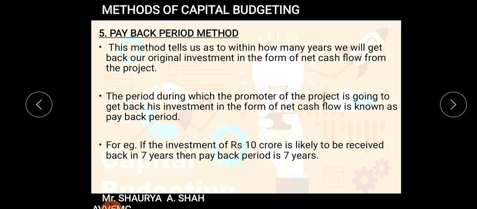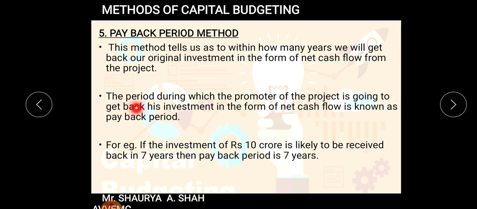So what is the method all about, students? This method tells us within how many years we will be getting back our original investment in the form of net cash flow from the project. Now in the previous methods also we have studied net cash flow, right? So net cash flow, what is it? Every year you are getting a certain amount of income, a certain amount of cash flow from your project. So in the form of net cash flow, how many years or how much time period it will take to get back my investment. Fine.